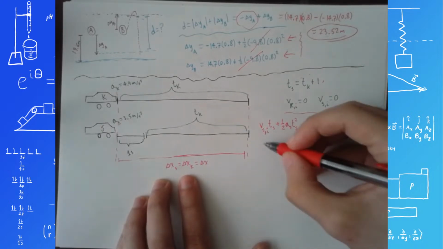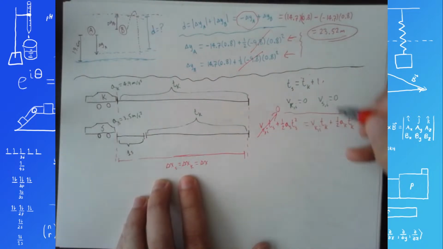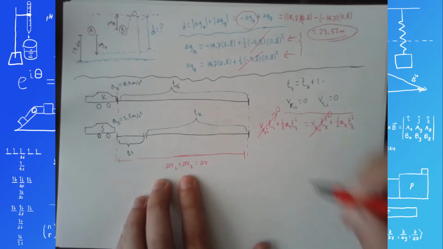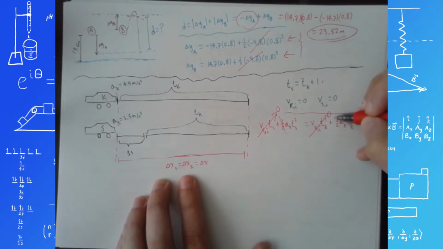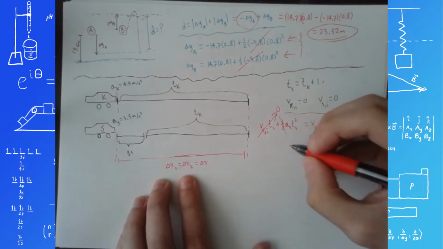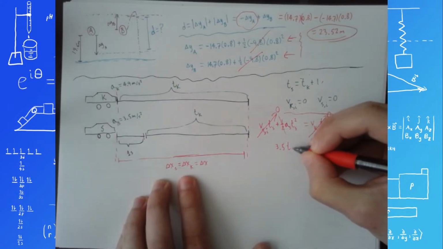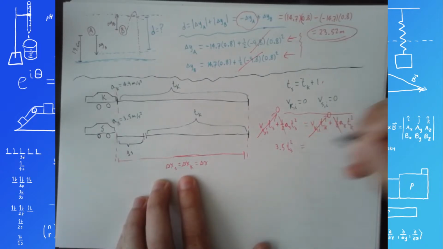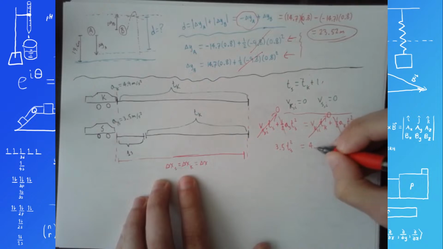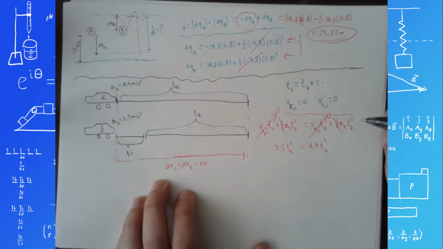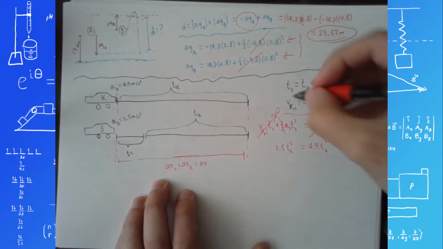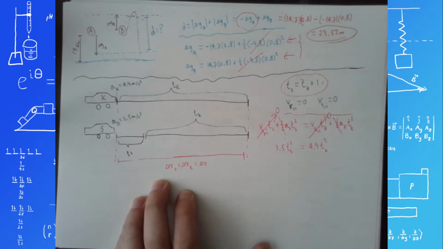V Stan initial is 0, so that's gone. V Kathy initial is also 0, so that's gone. That makes things easier for us. That means I can cancel the 1/2 on both sides, and I'm left with 3.5 T Stan squared equals 4.9 T Kathy squared. I can go ahead and replace Stan's time with Kathy's time plus 1.